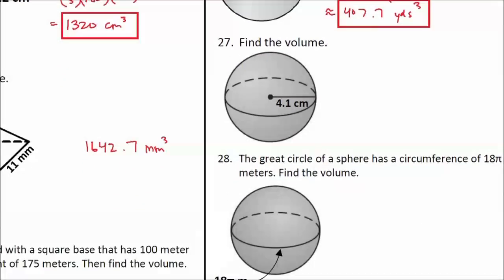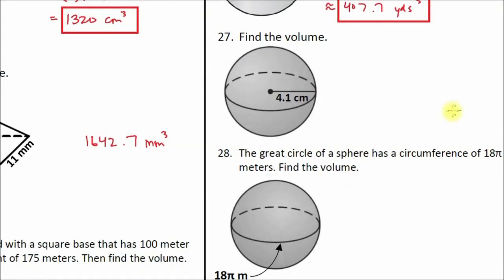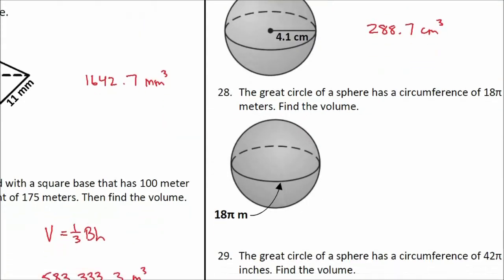All right, we're back. Taking a look at number 27. Find the volume. You should have gotten a number that's approximately 288.7, and that's centimeters cubed. Radius is 4.1, so all you got to do is plug it into the equation. Let's take a look at number 28. We're almost done.